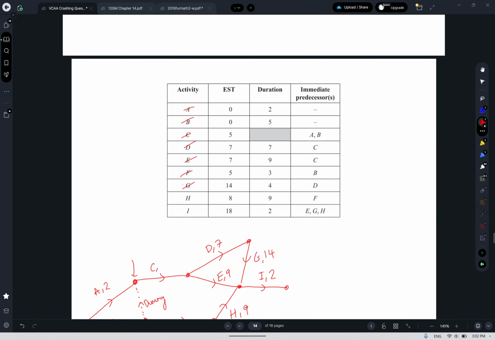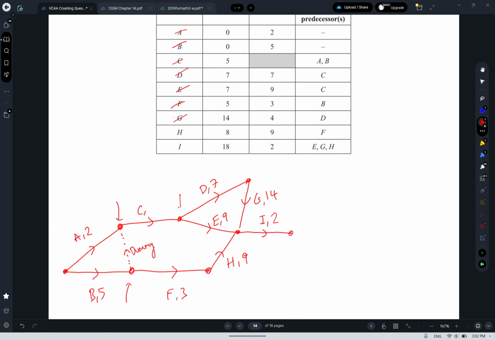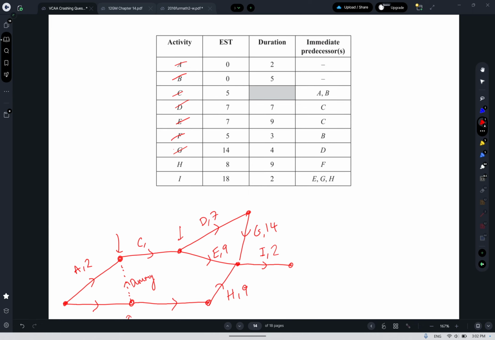The duration in months of activity C. So the EST of D and E is 7 for both, and we know the EST of C is 5, which means that the duration must be 2. So that's that.